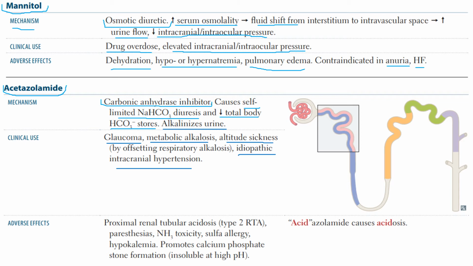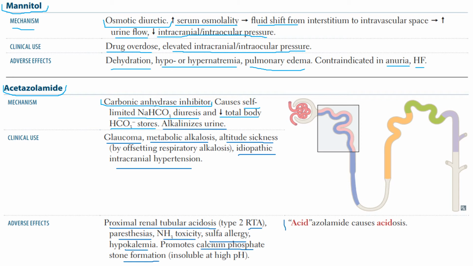Its side effects are proximal renal tubular acidosis, which is also known as type 2 renal tubular acidosis, paresthesias, which means pins and needles-like sensation, ammonia toxicity, sulfa allergy, hypokalemia, which means low level of potassium, and it promotes calcium phosphate stone formation, which are insoluble at high pH.